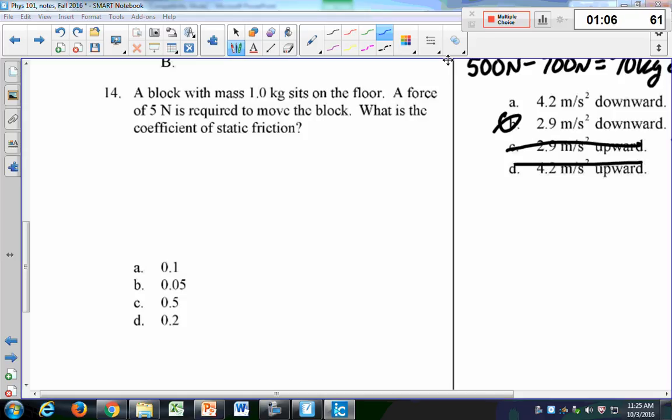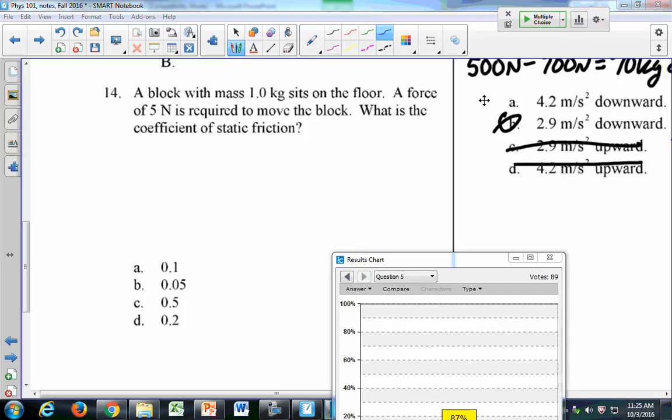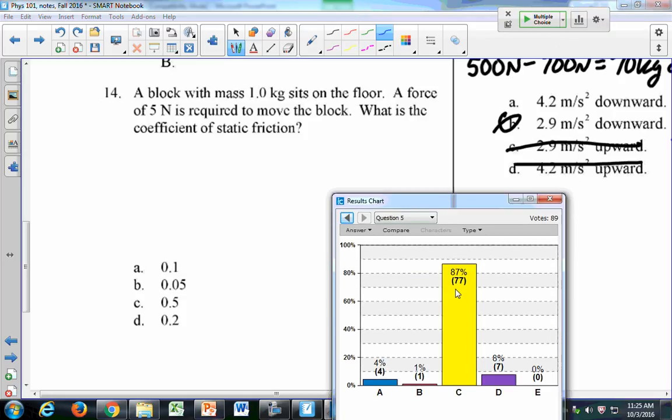All right, we'll stop in about 10 seconds at 120. 5 seconds. All right, awesome. C is right.